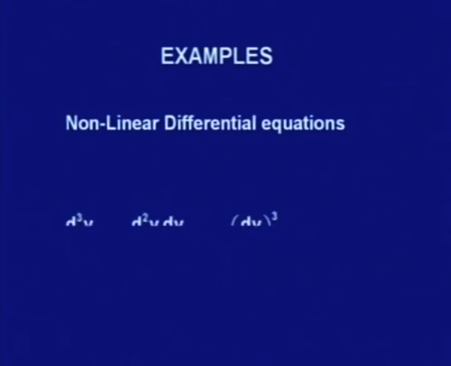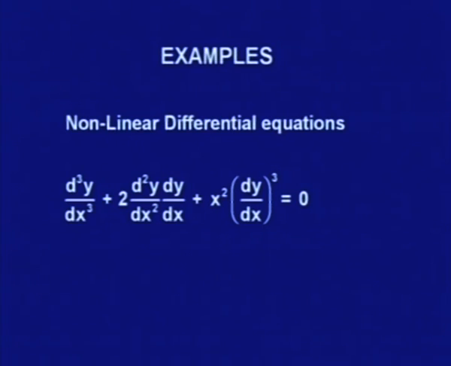Let us see some examples of non-linear equations. See this first example: d3y over dx3 plus 2 times d2y over dx2 multiplied with dy over dx plus x square times dy over dx whole to the power 3 is equal to 0. Now, we see here that derivatives are coming with exponents, as the first derivative dy over dx has degree 3, while in the second component, the second order derivative d2y over dx2 and the first order derivative occur simultaneously. Thus, this is a non-linear equation.